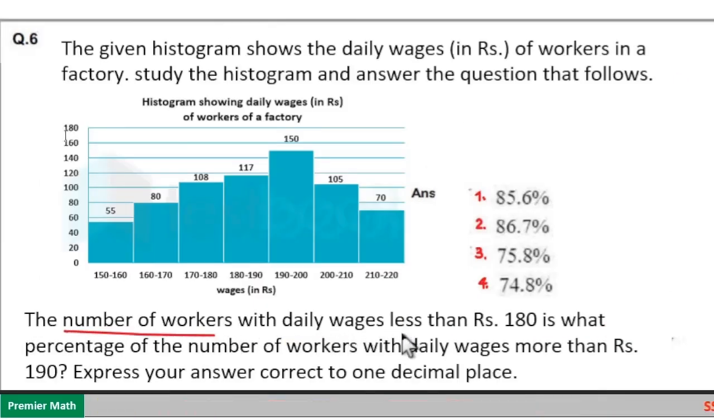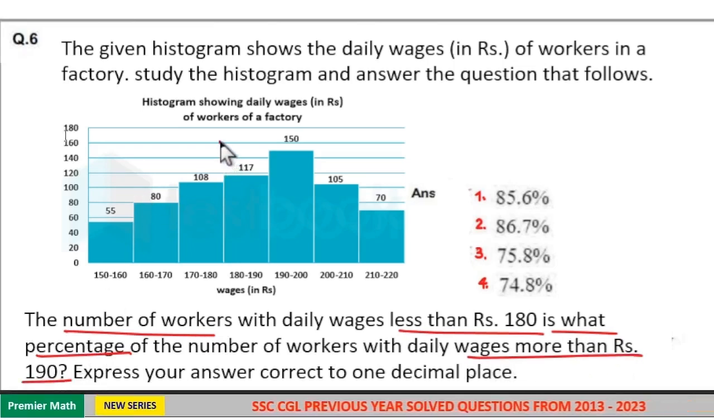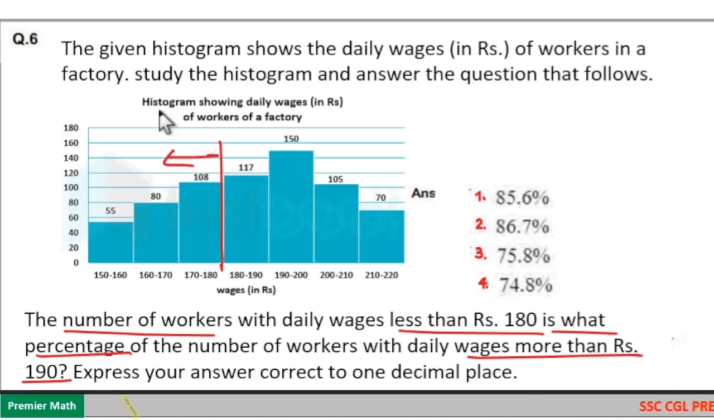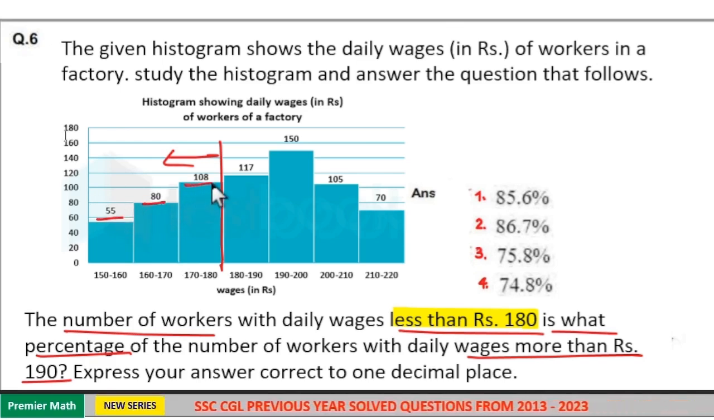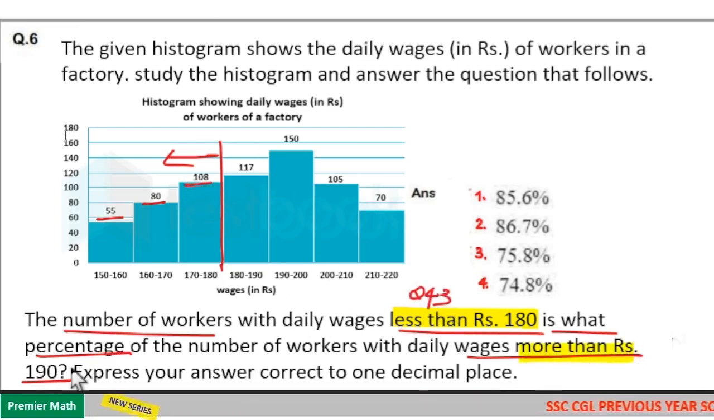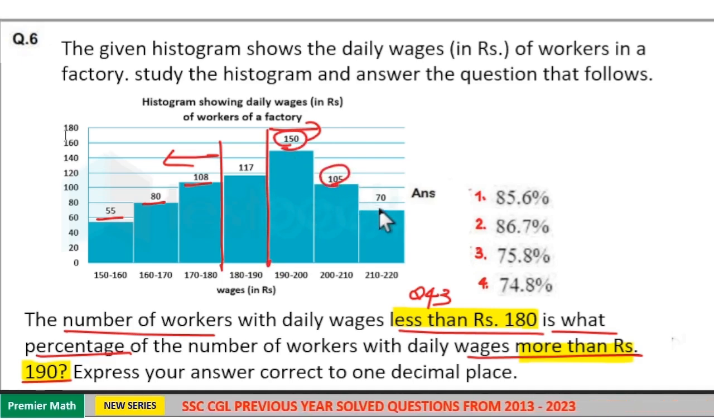The number of workers with daily wages less than rupees 190 is what percentage of number of workers with daily wages more than rupees 190? Here, this is 190 mark. So we need this part, that is less than 190 is 55 plus 80 is 135, 135 plus 100 is 235, 235 plus 8 is equal to 243. And we need more than rupees 190, which is this part, that is 150 plus 105 is 255. 255 plus 70 is 325.